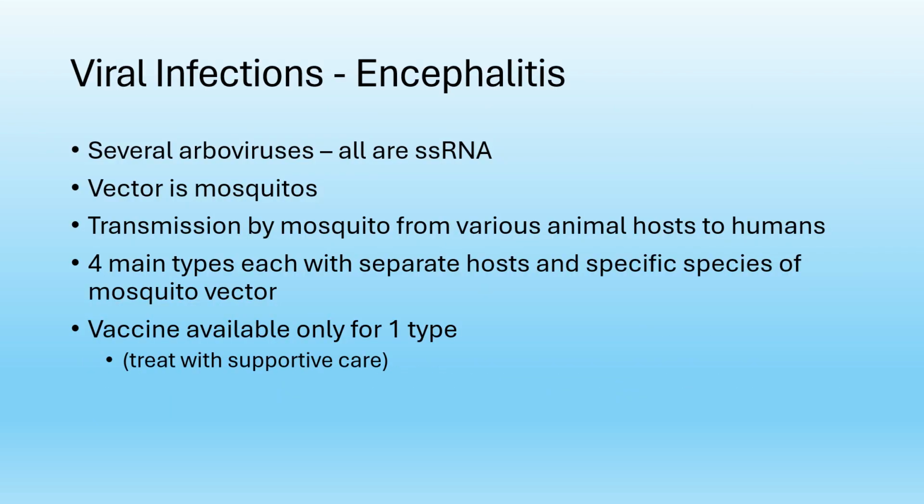Moving on to viral infections, encephalitis. There are several arboviruses, all single-stranded RNA, that can cause this. Mosquitoes are going to be the vector. So transmission is from another animal host; the mosquito bites it, then it comes and bites the humans. There are 4 main types. They have different hosts. They tend to be species specific for what species of mosquito is the vector. There is a vaccine available, but for only one type. You treat with supportive care.